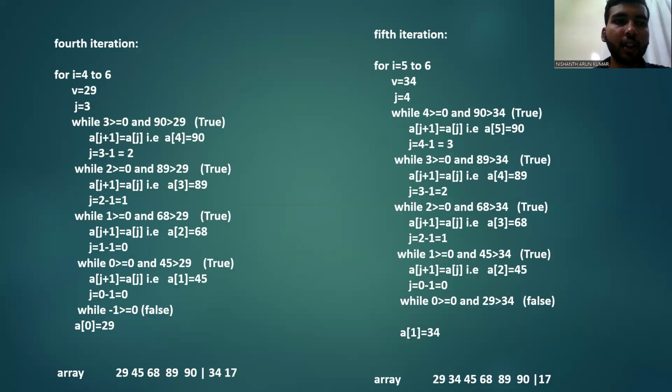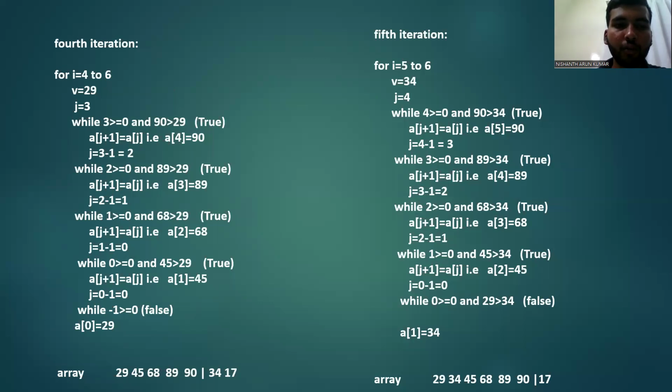Then the fourth iteration is for i equals 4 to 6, v is equal to 29, j is equal to 3, while 3 is greater than or equal to 0 and 90 is greater than 29, it is true. A of j plus 1 is equal to A of j, so that A of 4 is equal to 90, j is equal to 3 minus 1 is equal to 2. While 2 is greater than or equal to 0 and 89 is greater than 29, it is true. A of j plus 1 is equal to A of j, so that A of 3 is equal to 89.